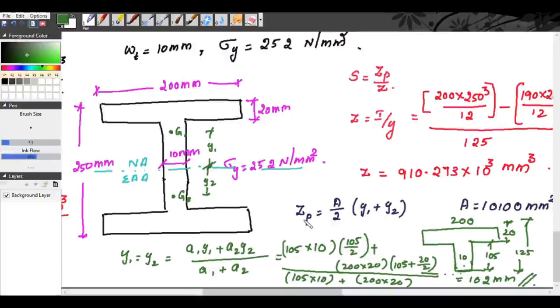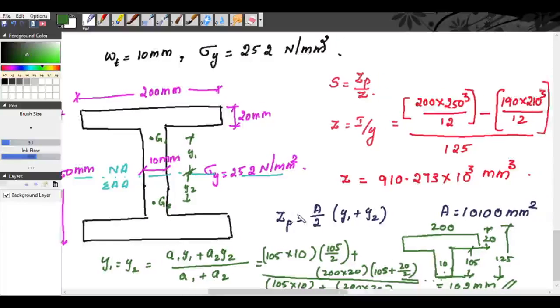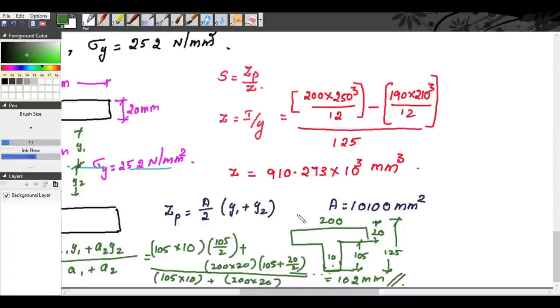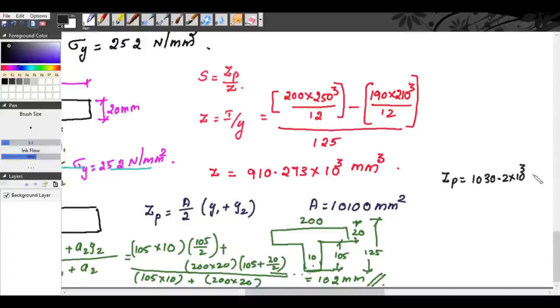Now we can substitute and we can find ZP. ZP will be equal to, substituting the area, Y1 and Y2, we get ZP is equal to 1030.2 into 10 cube mm cube. So now you can find the shape factor S is equal to ZP by Z. Substitute, you will get S is equal to 1.132.